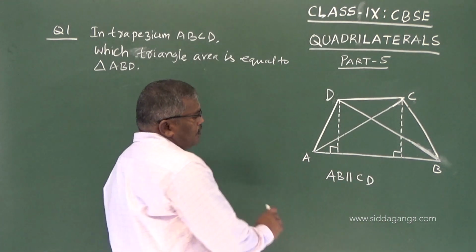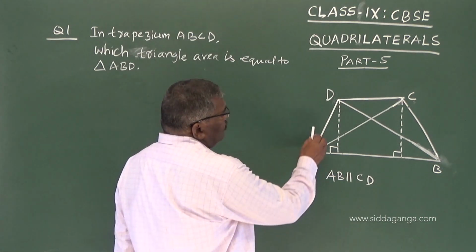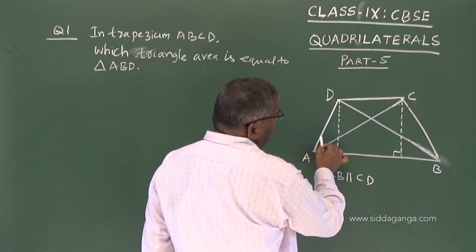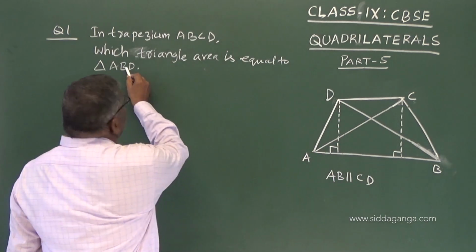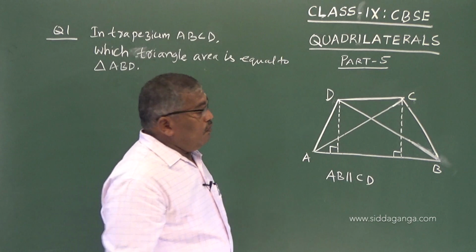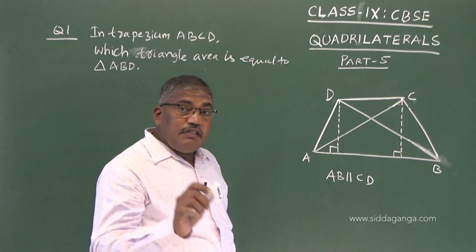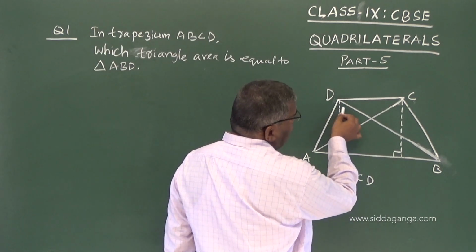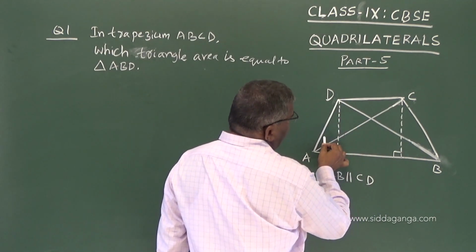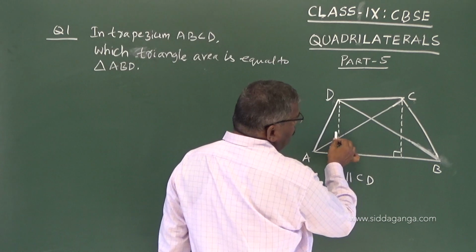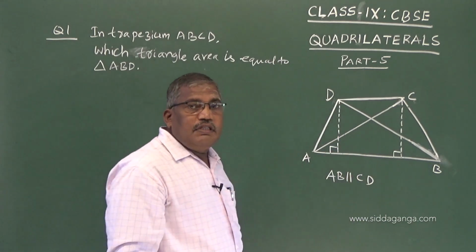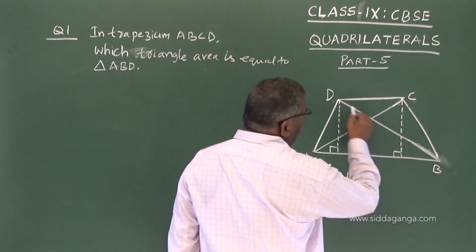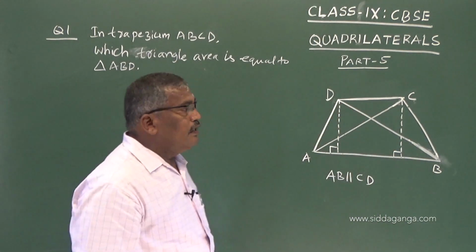So now observe the figure. So the question is, area ABD. What is the other triangle which is equal to the area ABD? So that is the question. Area of triangle ABD is known. So what is the other triangle which is having an equal area to ABD?